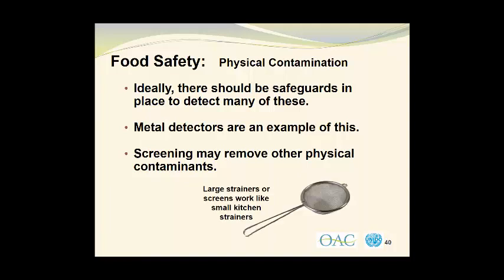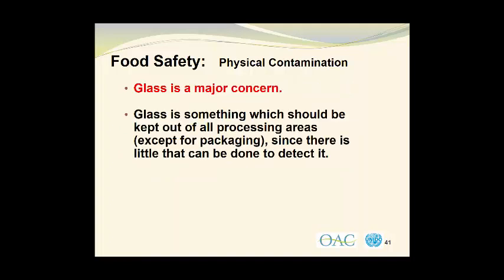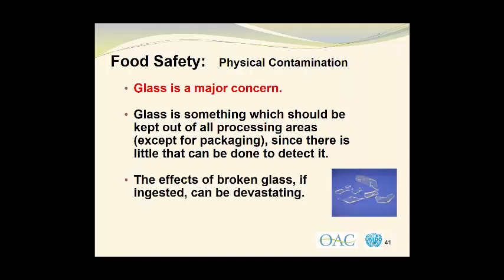Screening may remove other physical contaminants, and large strainers or screens in an industrial environment work much like kitchen strainers to remove lumps and other small particles that may be present in liquids that we are preparing in the kitchen. Glass is a major concern. Glass is something which should be kept out of all processing areas except for packaging, since there is little that can be done to detect it. The effect of broken glass, if ingested, can be devastating.